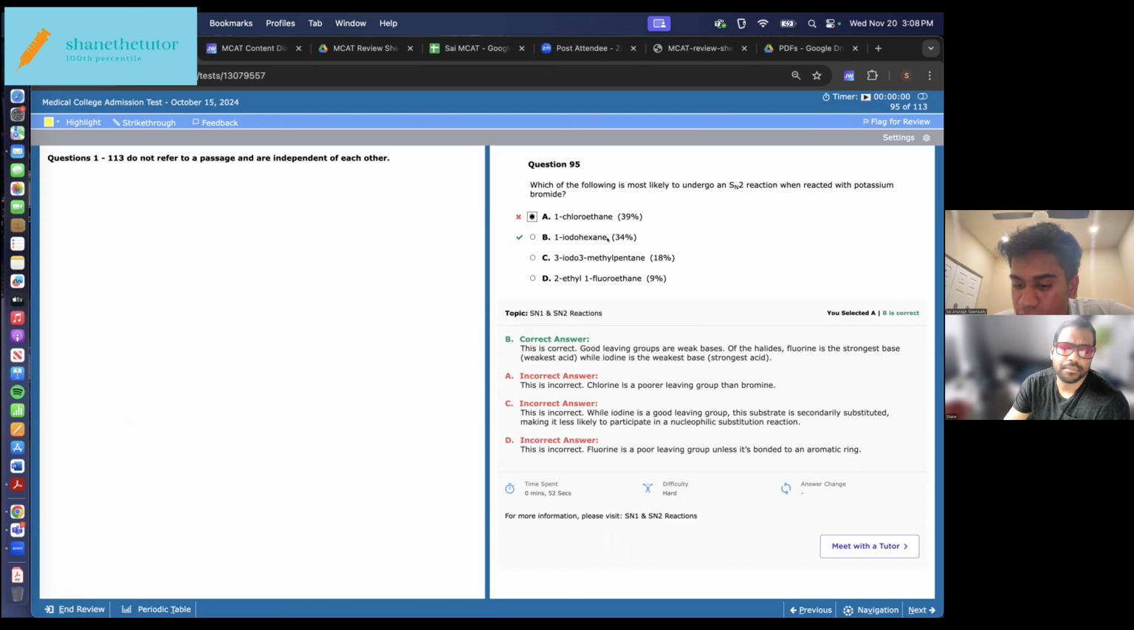Do you think that's the most I should know about recognizing good leaving groups, as long as it's bigger and more stable? Okay, let's see. So, an SN2 reaction when reacting with bromide, potassium bromide.